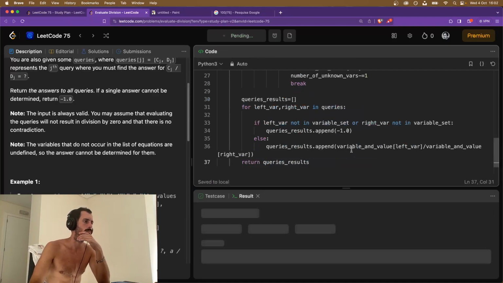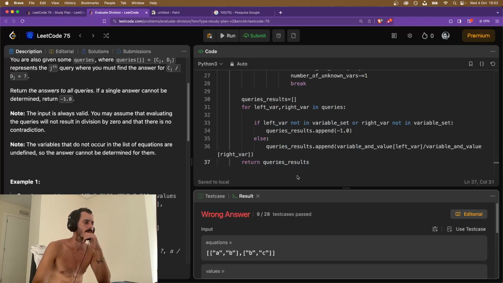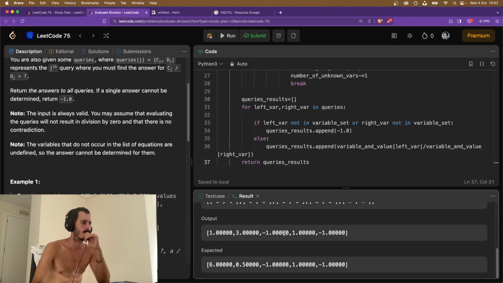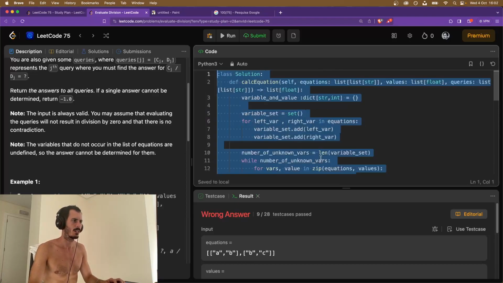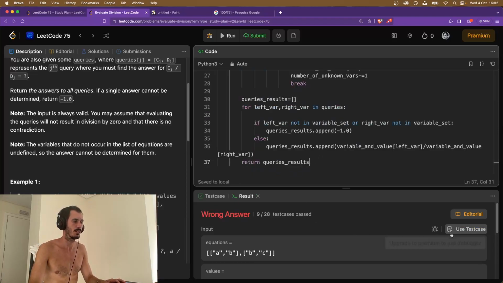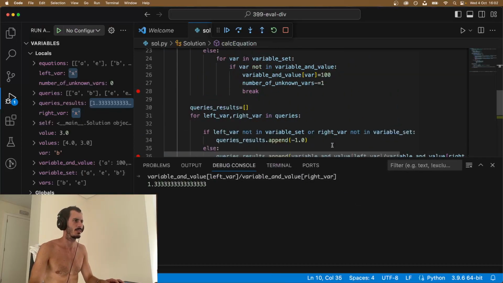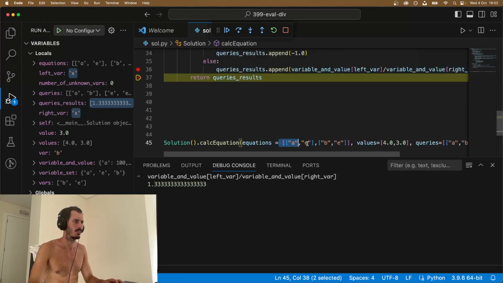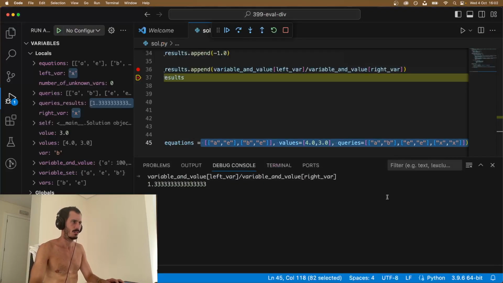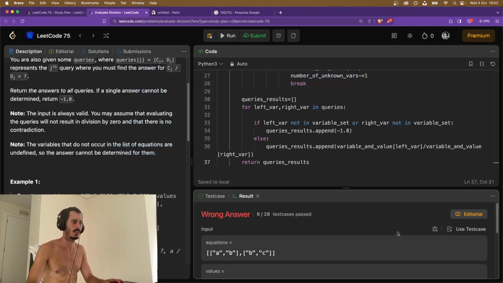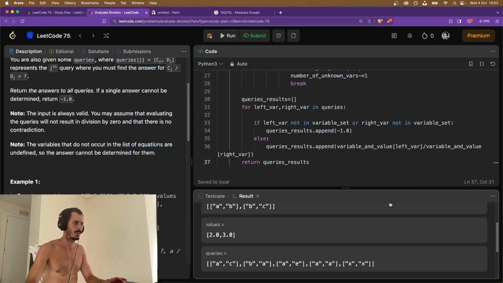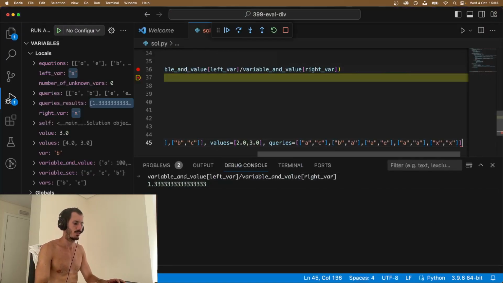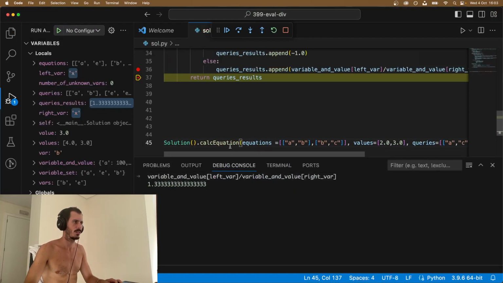I'm even gonna post again. Submit. Nine. Okay, now it passed. Didn't change anything, did I? Don't know. Didn't change absolutely anything. So what's wrong now? A, B, B, C. Values is 2 and 3. And queries are these ones, whatever these ones are.